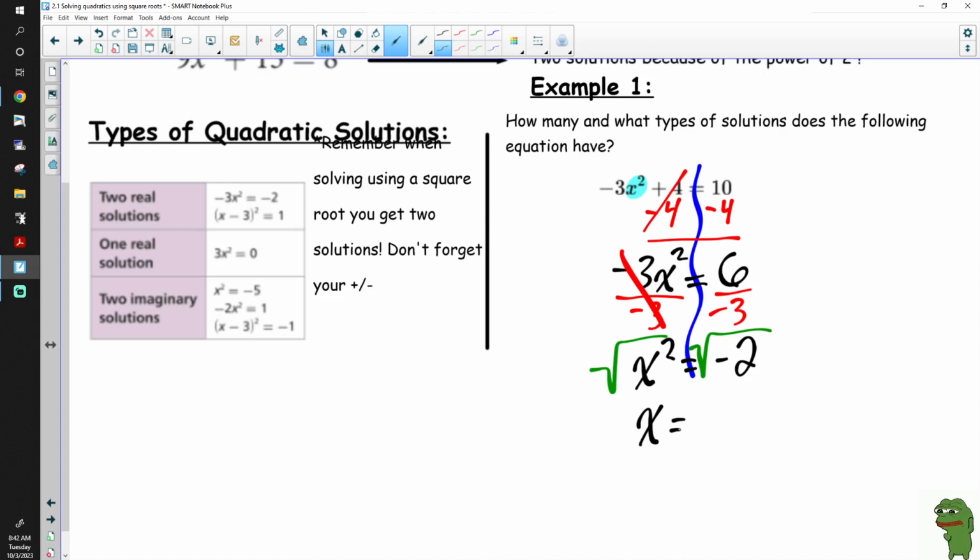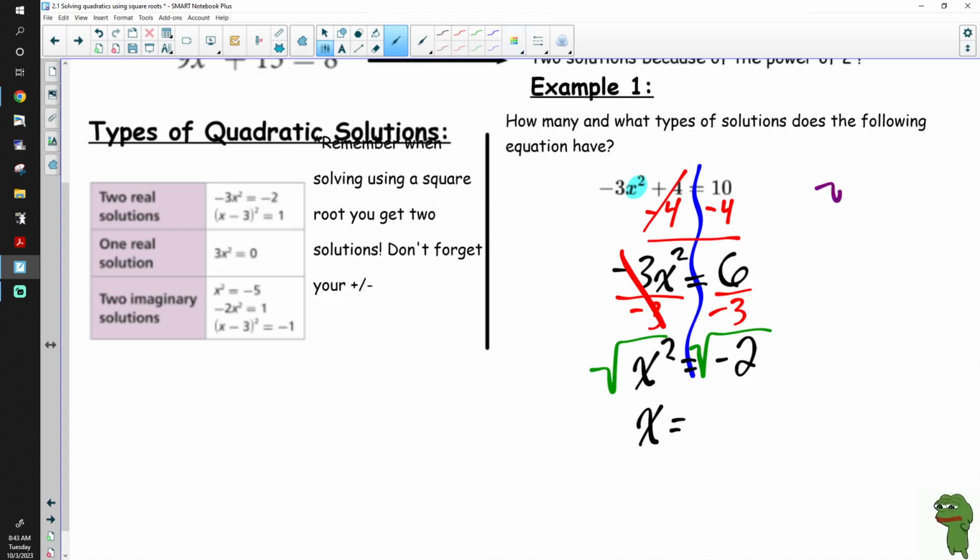Are we going to have real answers or imaginary answers? And we know that because, what is this? A negative number is always going to be imaginary. So here's what we're going to do. We're going to split up, and I'm just going to do this off to the side, okay?